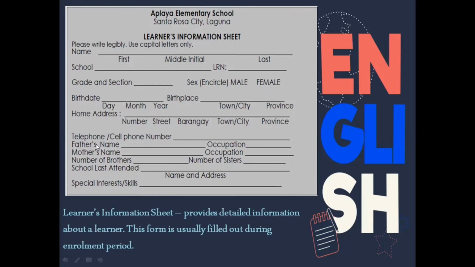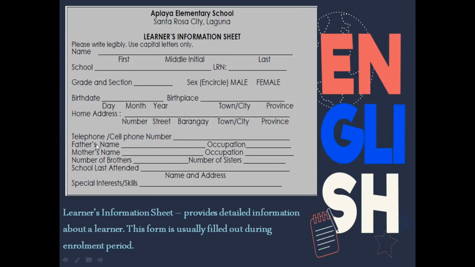So why is it important to write accurate information in a blank or space provided? Always remember when you are enrolling, we need your data accurately and honestly. Why? Because we are enrolling you not only in the school, we are enrolling you in the Department of Education Database Management System.